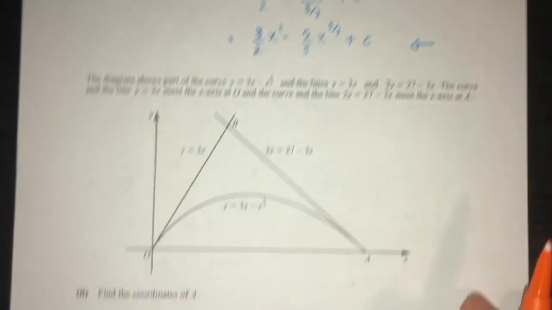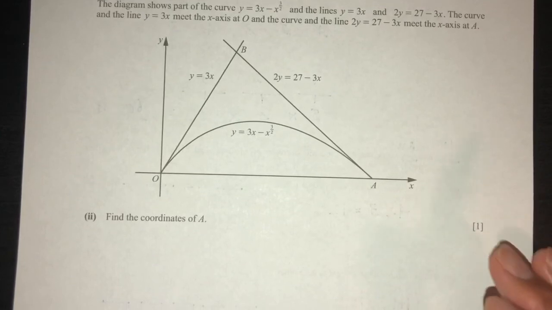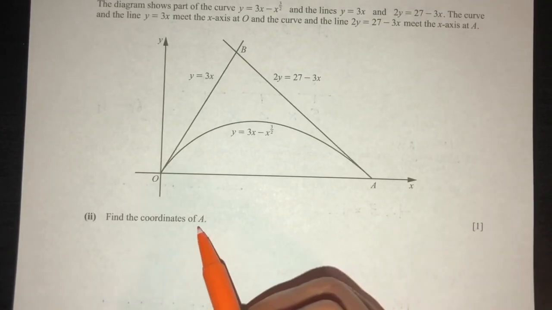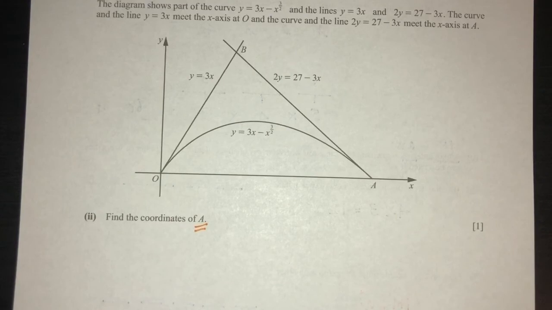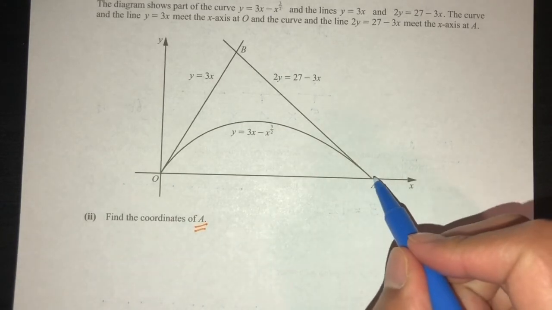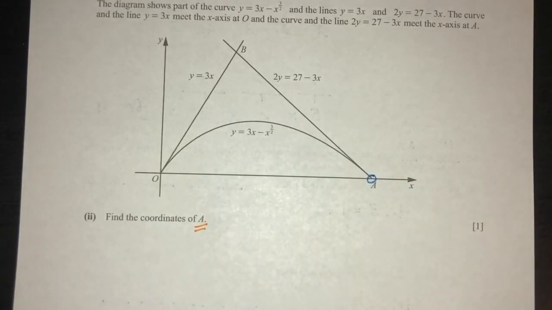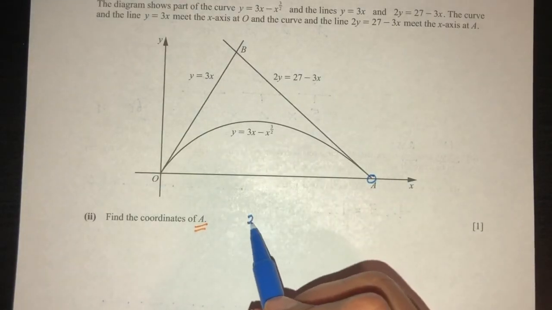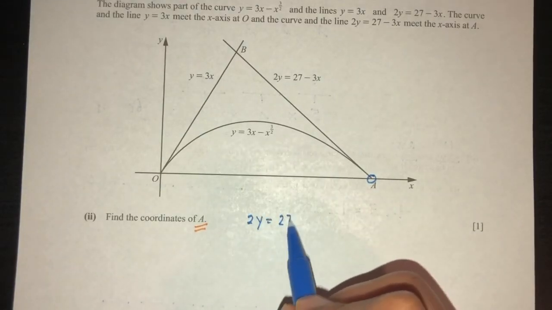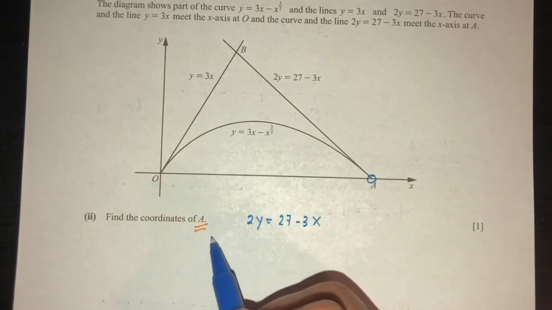Now the question is, let's see what the question is. Find the coordinates of A. So how do you find that? A is a point where the line meets the x-axis. Pretty easy. So this is your line, and A is a point on the x-axis.